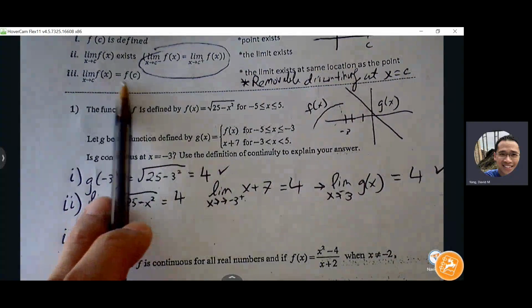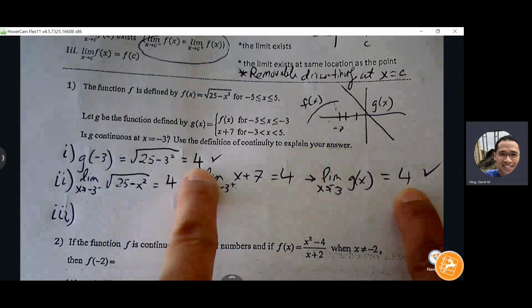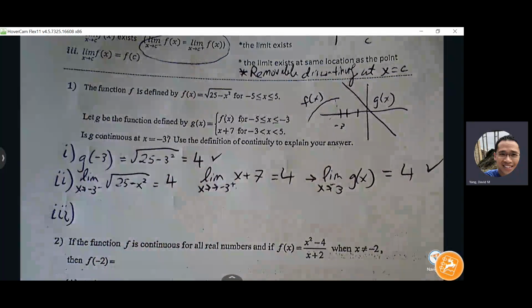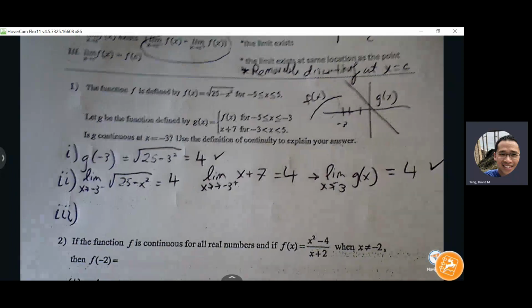Okay, see if the first and second condition are equivalent, right? So the third condition, you're not creating anything new. You're just going back and looking to see what you've gathered. So did the first and second condition, do they agree? Yes, so that means the point exists, and the graph is approaching the same y value from both sides. It's going to be a continuous graph.